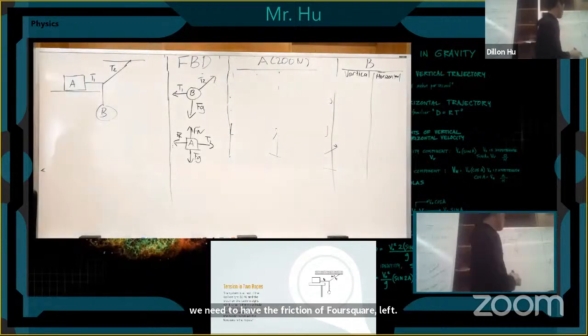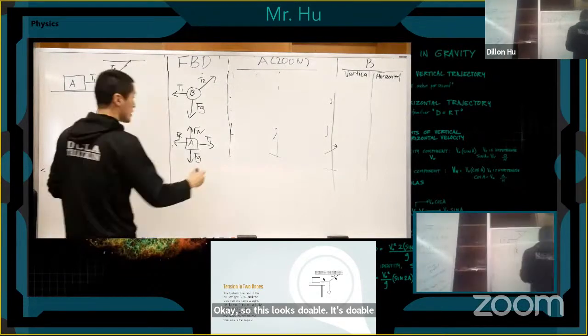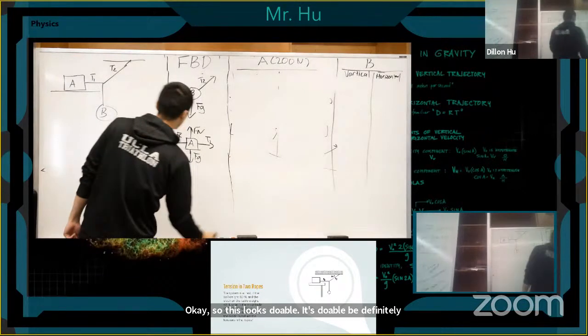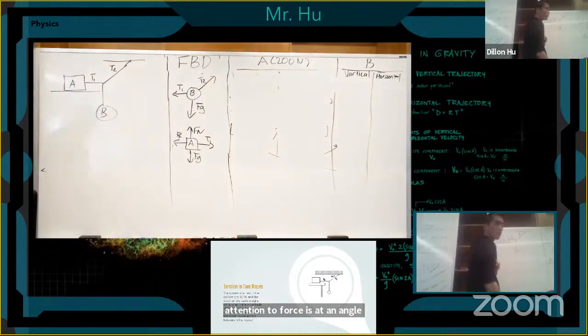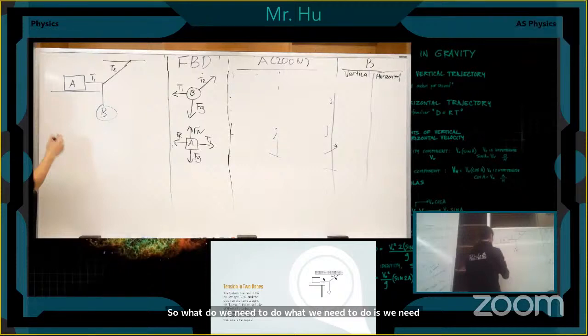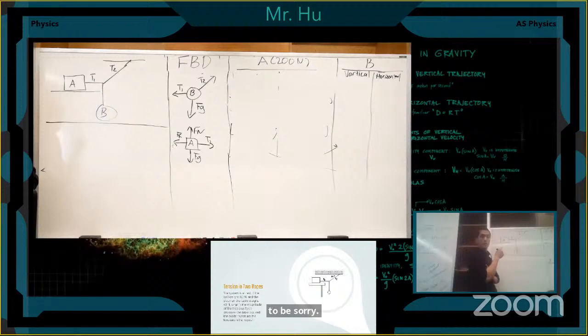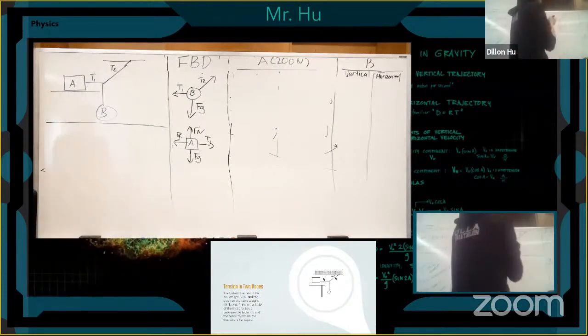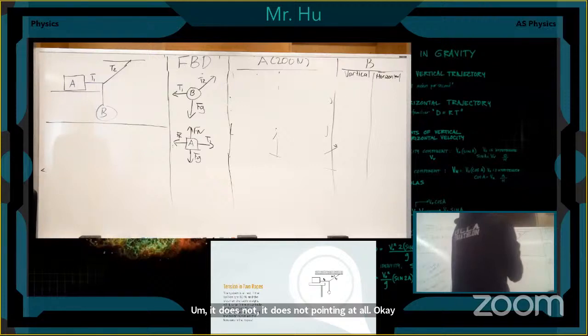Okay, so this looks doable. A looks doable. B does not look doable. The reason B is not doable is because our tension T2 force is at an angle. So what do we need to do? What we need to do is... Wait, Mr. Hu? Oh, sorry. Does tension 2 not pull up on A at all? It does not. It does not pull on A at all. Okay. Yeah.